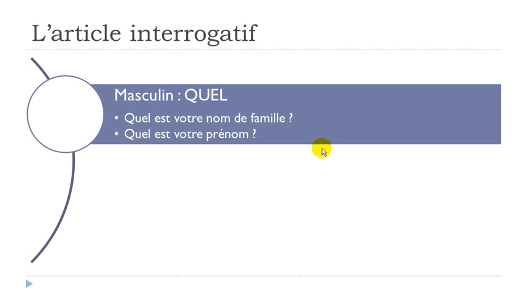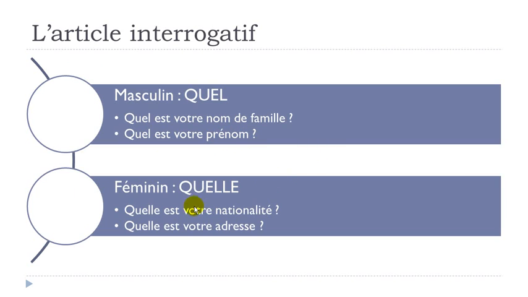Let's see now the feminine. And the good news is that, as usual in French, we write the thing differently, but then we can pronounce them the same way. The feminine form is written like that, Q-U-E-L-L-E, but it's pronounced like the masculine form. Quel at the masculine, quel at the feminine. So it's basically the same pronunciation.